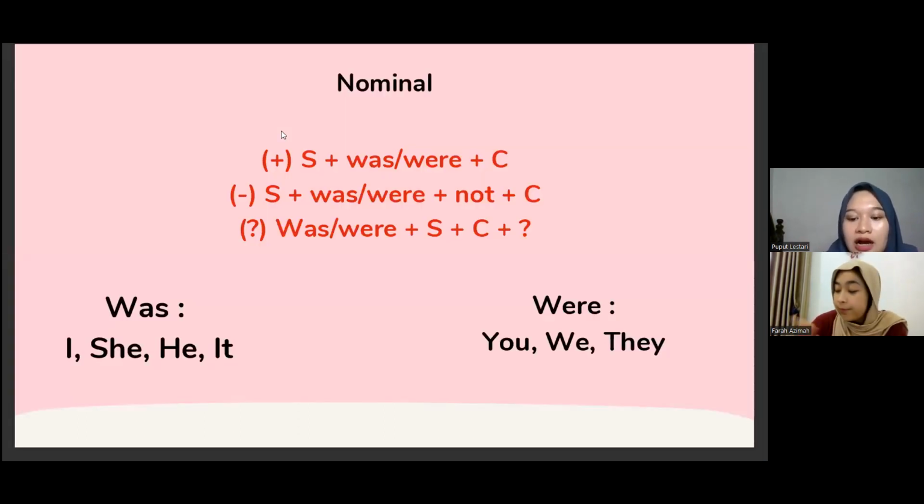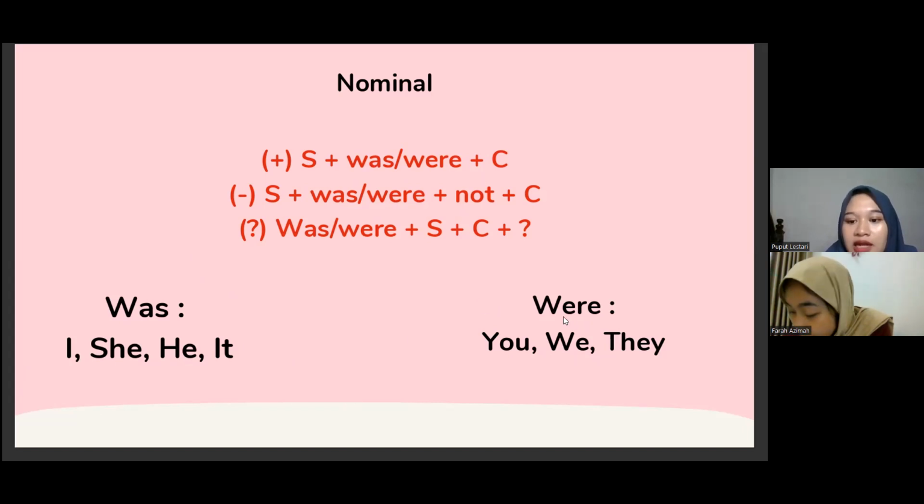Okay. This is easier because it's only used to be. But what difference do we have is not using is, am, are, but we use was or were. Which subjects should use was or were? I have written it here. The ones that use was are I, she, he, it. Then those who use were are you, we, they.